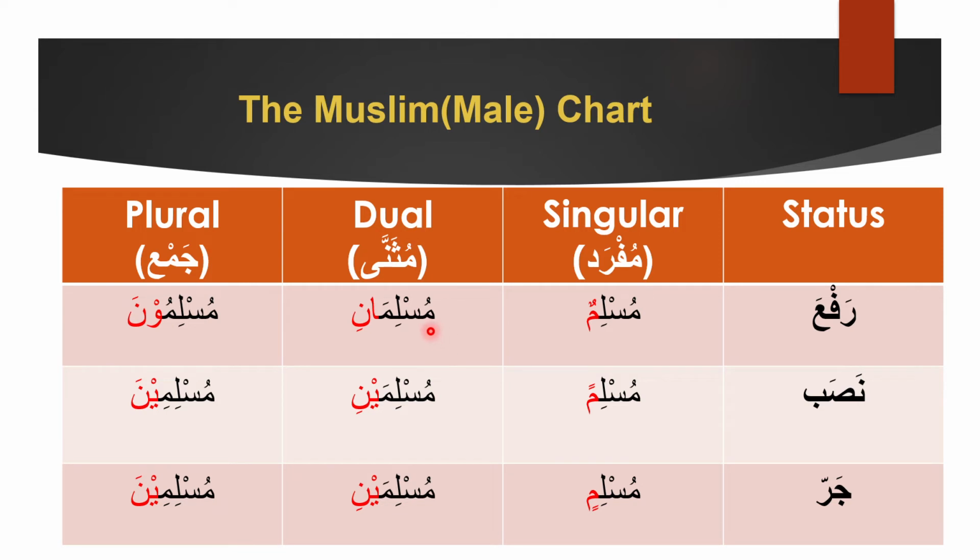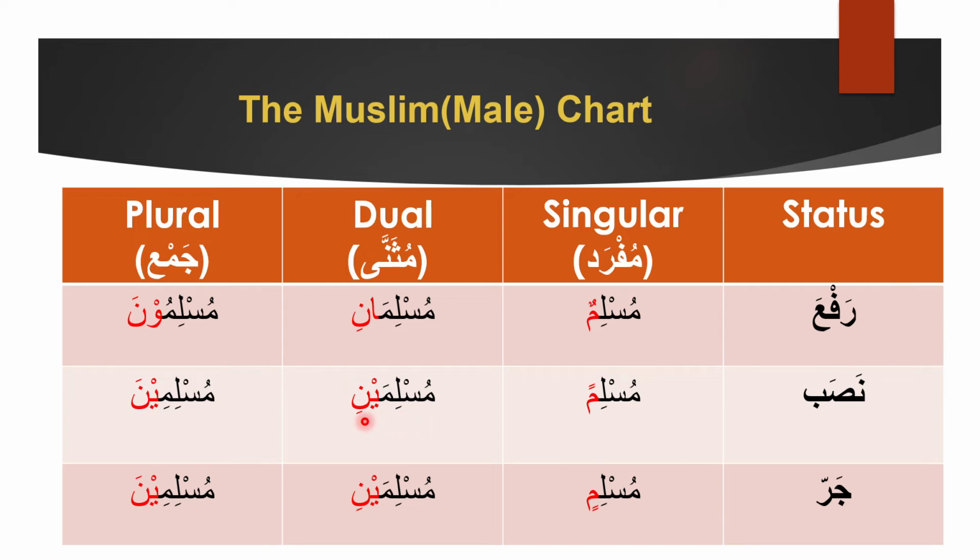Let's see. So we see Muslima. Muslim, till here it's clear. And then we see Alif Noon. Alif Noon means it is Rafa. Alif Noon, if you see, it's a combination. This was a sound, right? Un. But this is a combination. It makes it Muslimani. This is a combination. So if it's a combination which has Alif Noon, then we know that it's Rafa. And we also know that it's dual. Great. Now how do we determine if it's Nasab or Jar?